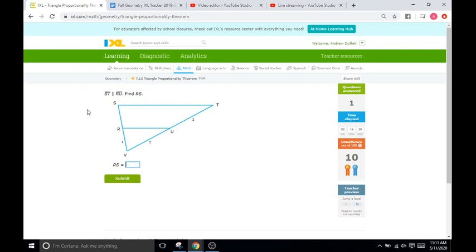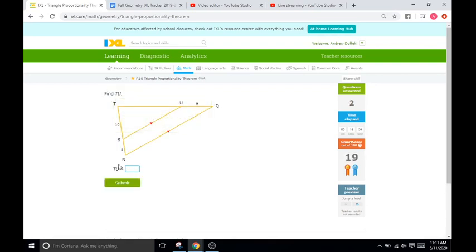Same problem here. ST is parallel with RU. Find RS, this length right here. If this line is parallel and this side is 2 and this side is 2, that means if this one is 1, RS is going to be 1 as well. Find TU. We can do another scale factor here: 5 times 2 is 10, therefore 9 times 2 is going to be 18.